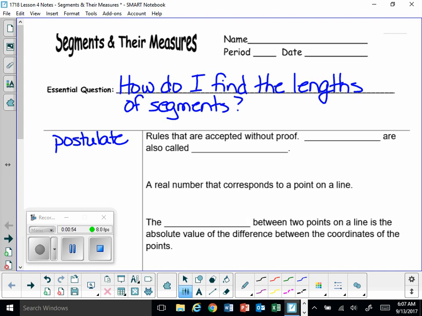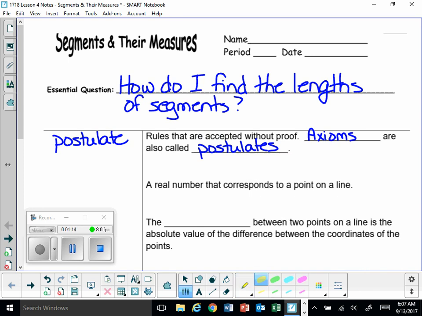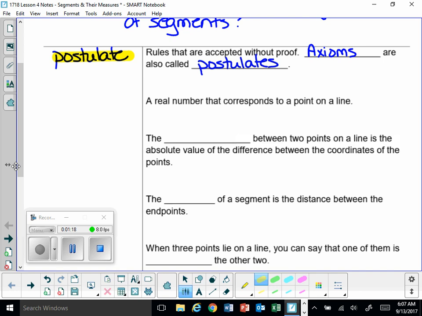Rules that are accepted without proof are called postulates. Depending on where you go to school, you might see them called axioms. I know in British schools they're called axioms. My college textbook generally called them axioms. So it all depends on who wrote the textbook and where you are. But a postulate and an axiom are the same thing.